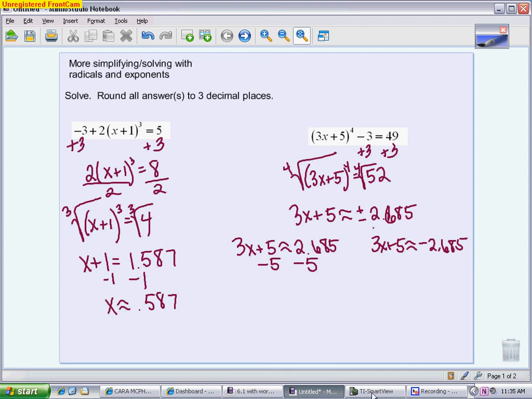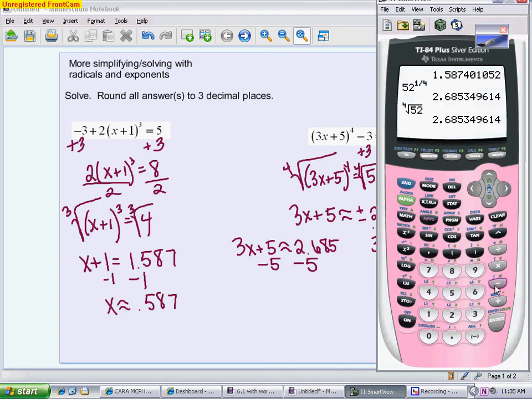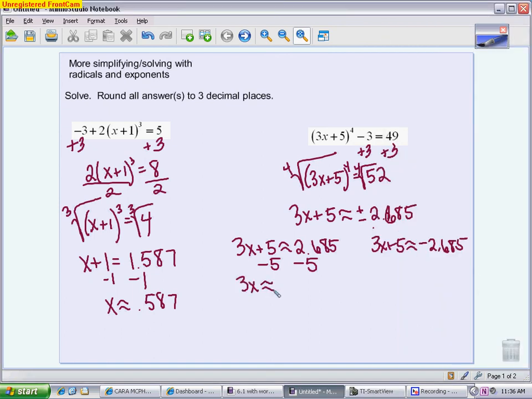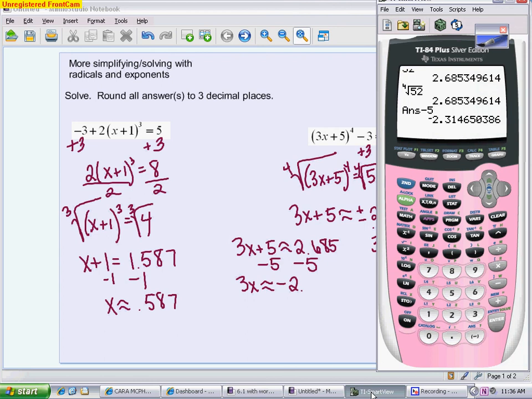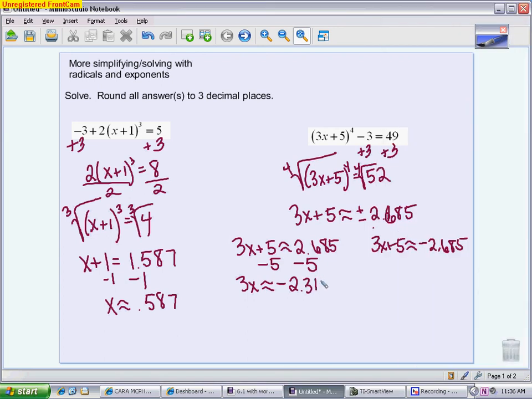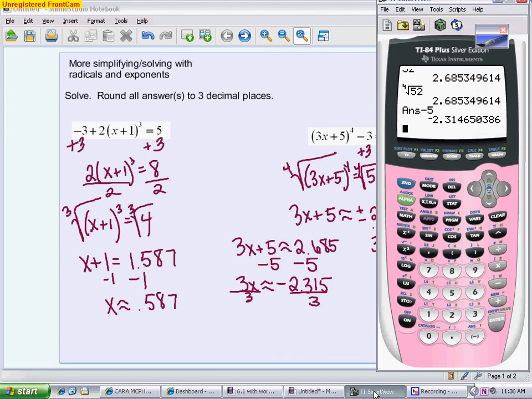Here's where it's nice to have it on your calculator, so we're going to take that minus 5. And then we're going to take that answer divided by 3. So we're going to get 3x is equal to approximately negative 2.315. And then divide both sides by 3. And again, since it's already on your calculator, we can just hit divided by 3. And we get an answer of approximately negative 0.771 or 0.772.